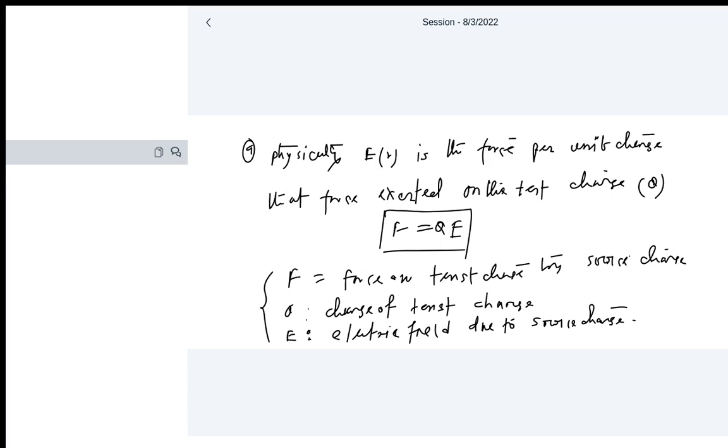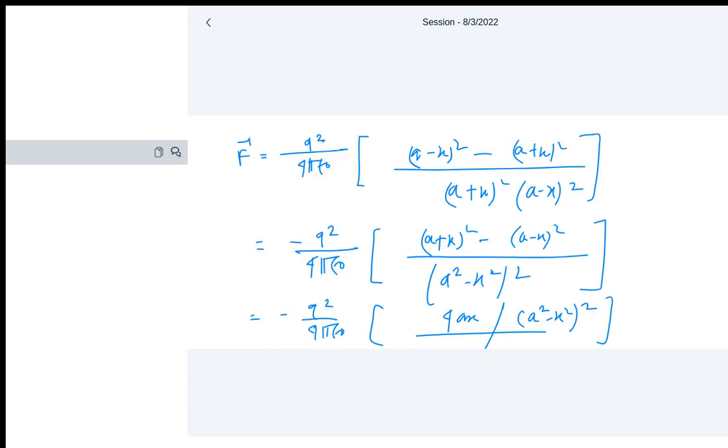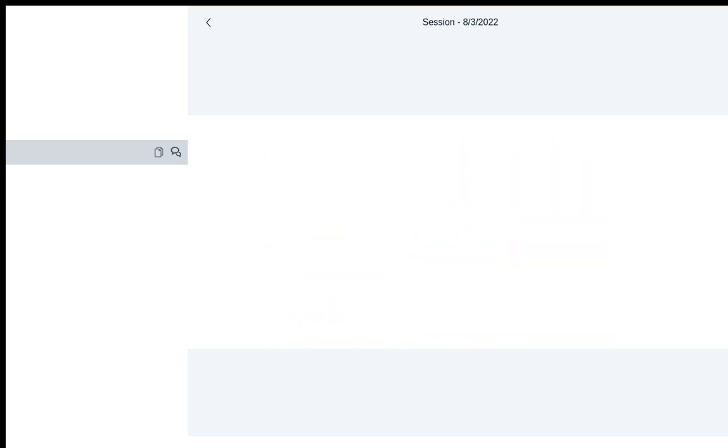Okay. Now we can find out the electric field expressions also, and the physical meaning of this electric field. Now we are trying to find out the electric field calculations above the midpoint between two equal charges Q at a distance d apart. Okay. So please take a heading.